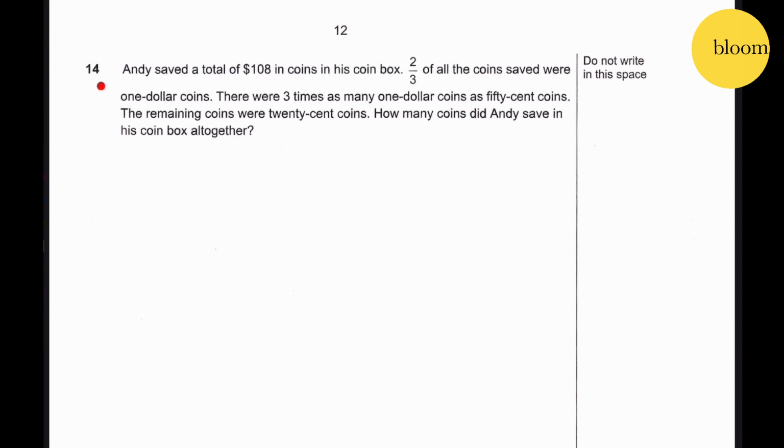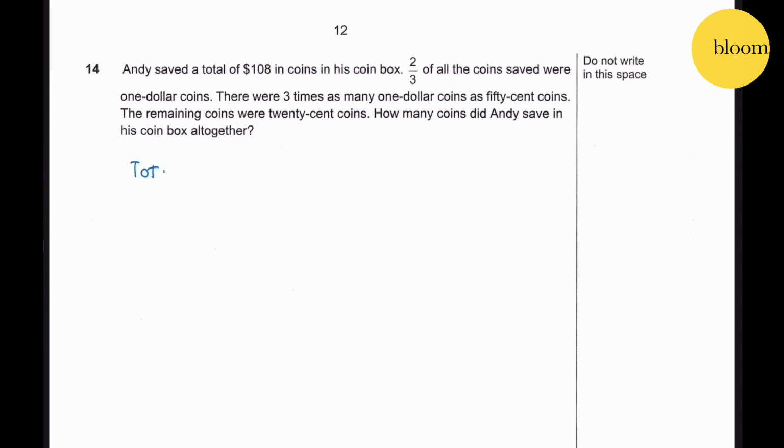Question 14. Andy saved a total of $108 in coins in his coin box. 2/3 of all the coins saved were $1 coins. There were 3 times as many $1 coins as 50-cent coins. The remaining coins were 20-cent coins. How many coins did Andy save in his coin box altogether?